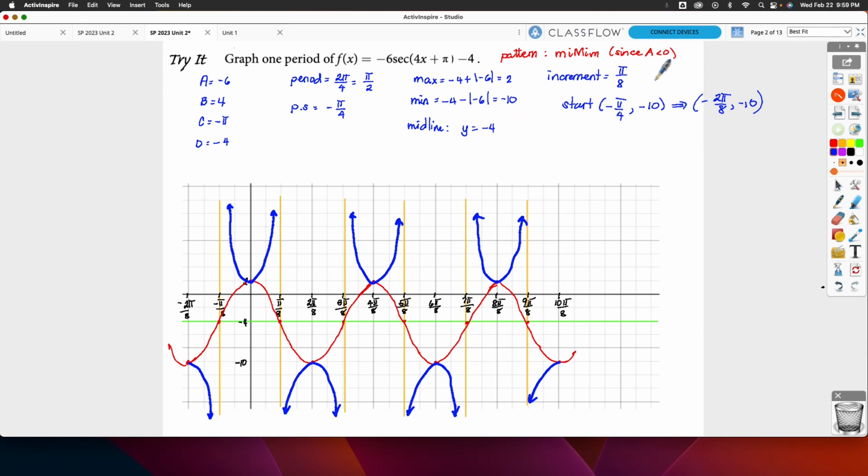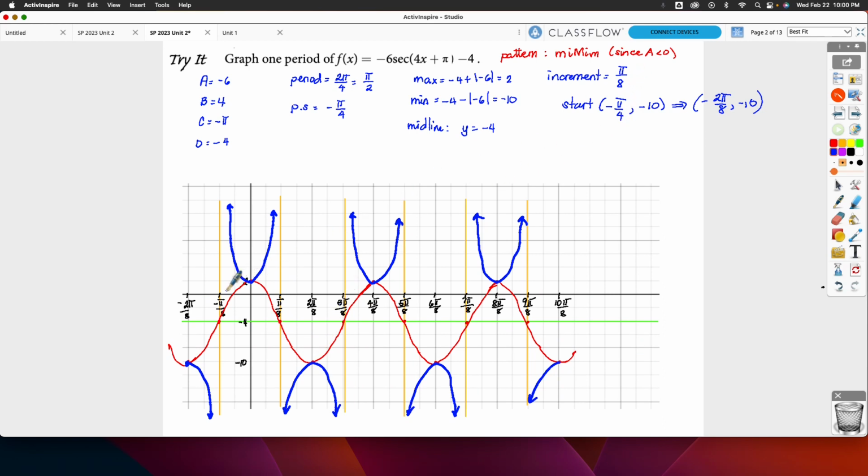Our increment is period over 4. So pi over 2 divided by 4 will give you pi over 8. And since your A is negative, the pattern starts with a minimum. So negative pi over 4, that's your phase shift, which is also, as I was saying, negative 2 pi over 8 as well. And then the minimum value is -10. So this is your starting point right here, -2 pi over 8, -10. Okay, and then we go with the pattern: minimum, intercept, maximum, intercept, and so on.